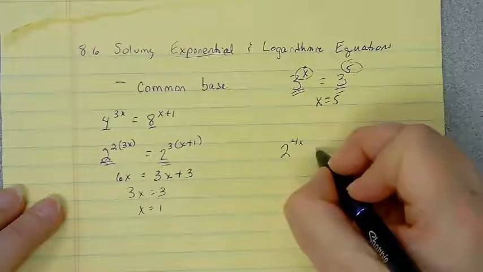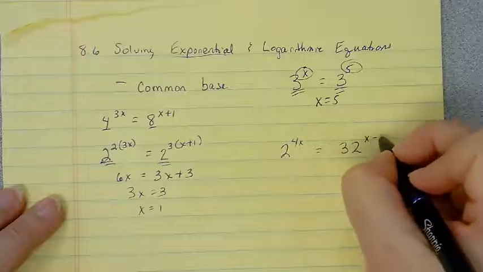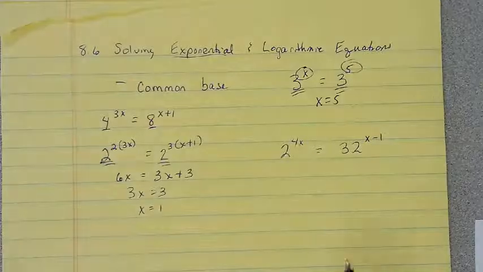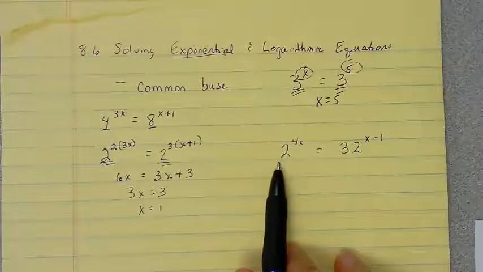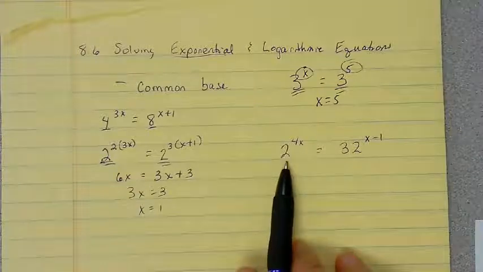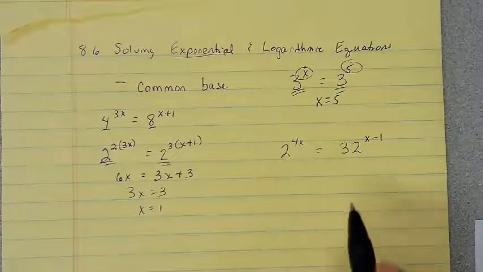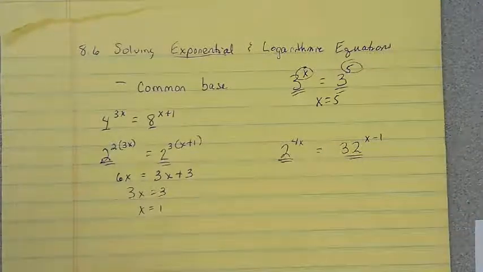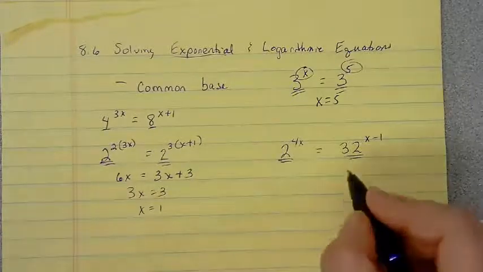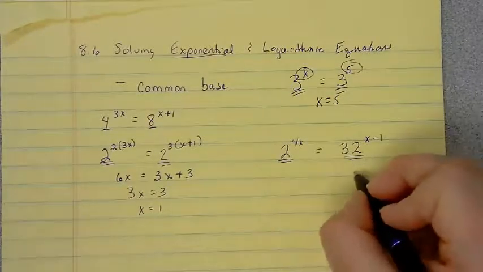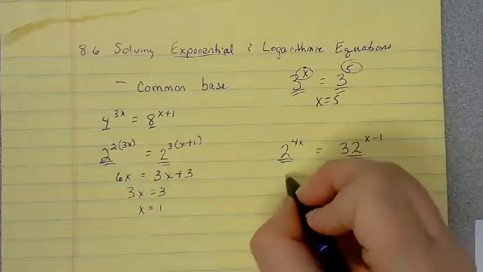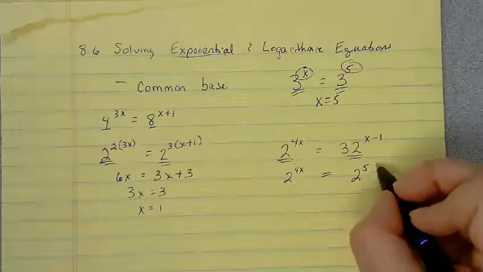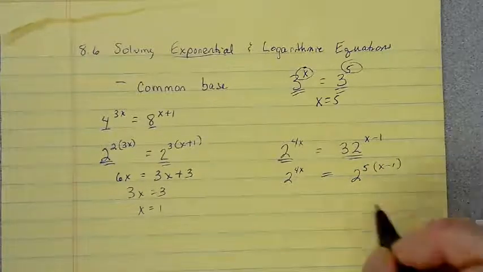2 to the 4x equals 32 to the x minus 1. So when students look at this type of equation, they initially will see, oh, I just need to multiply this one by 16. But we're not talking about multiplying, we're talking about powers. So I have to try to break this down and make this number and this number be something to a power that's the same number. And I can do that because 32 is 2 to the 5th power. So I would have 2 to the 4x equals 2 to the 5th times x minus 1.